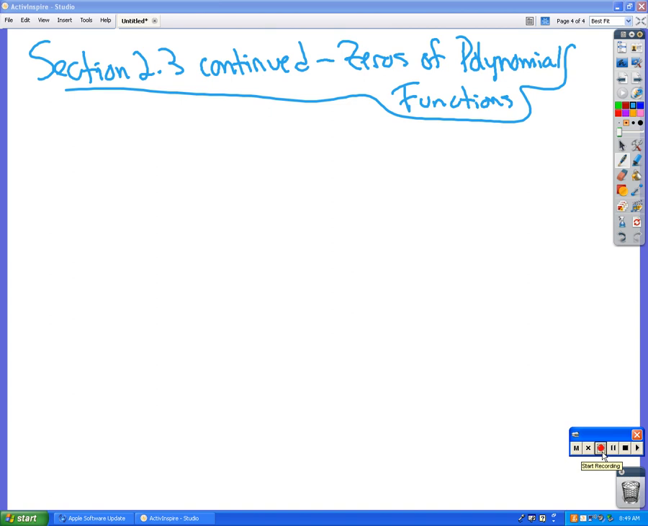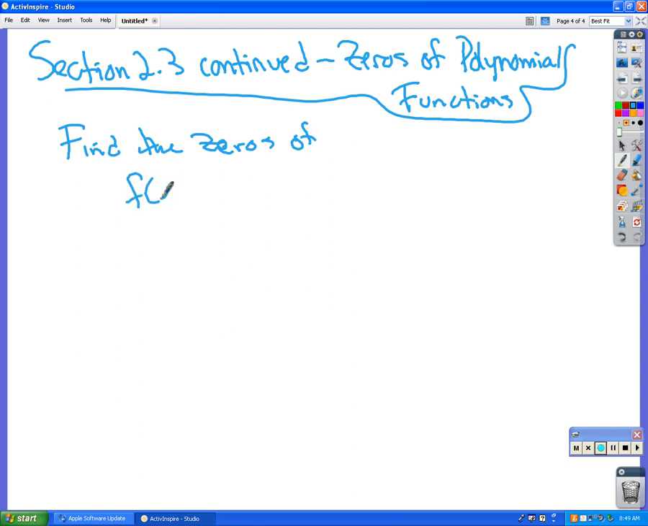Okay, so we're going to continue our study of polynomials. Find the zeros. Okay? And finding the zeros, what that means is finding the x values where the function equals 0.